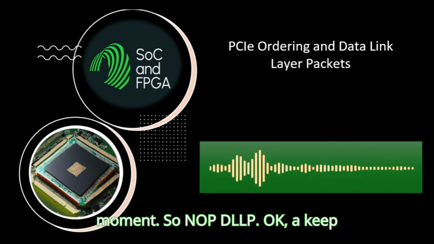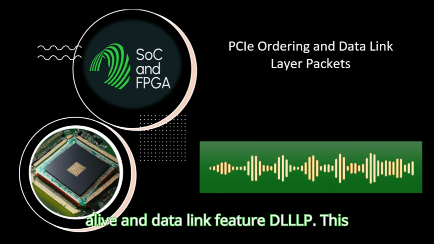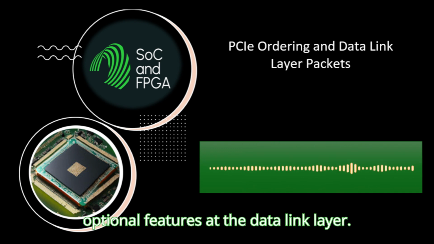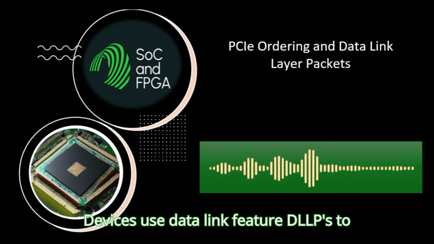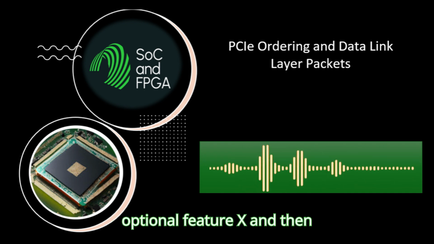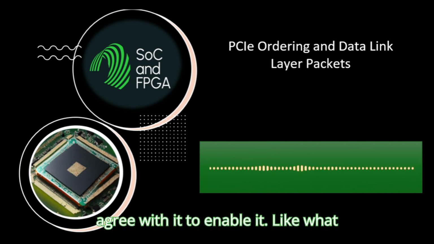So NOP, DLLP. Okay, a keep-alive. And data link feature DLLP? This one is for negotiation. PCIe has optional features at the data link layer. Devices use data link feature DLLPs to ask each other, hey, do you support optional feature X? And then agree whether to enable it.